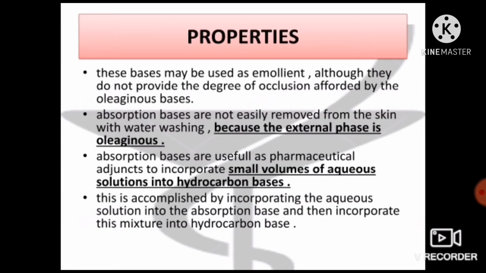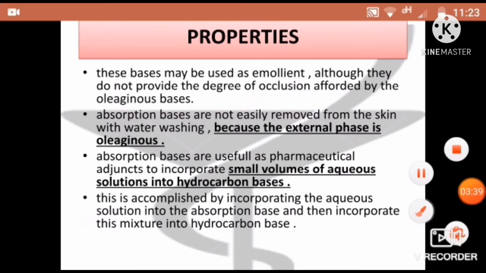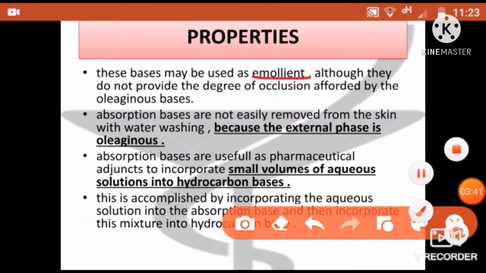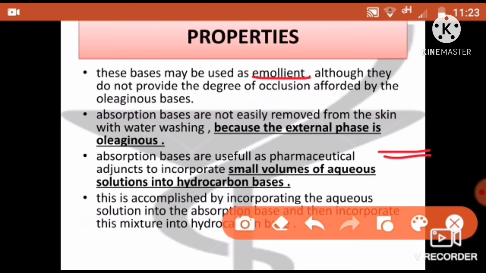What is the property? That these bases may be used as emollients. What is an emollient? An emollient provides a softening effect and prevents skin dehydration. This is the skin. Removal of water, H2O, causes dehydration. So this prevents dehydration or evaporation of water from the skin, which keeps the skin completely moisturized.